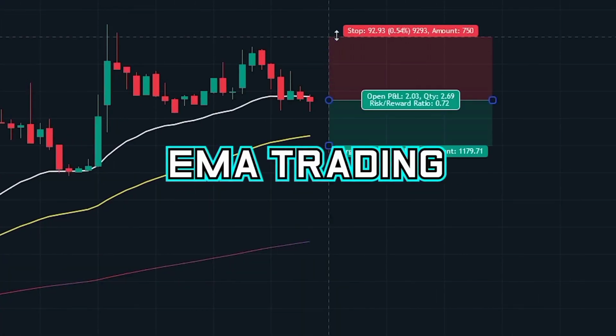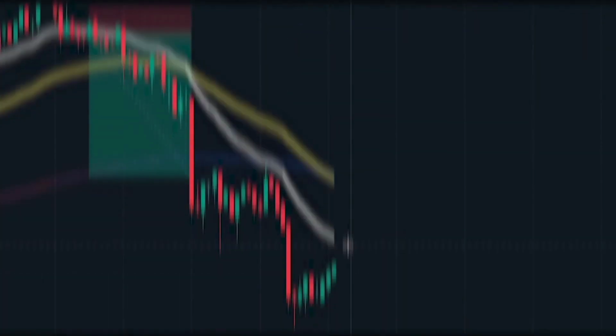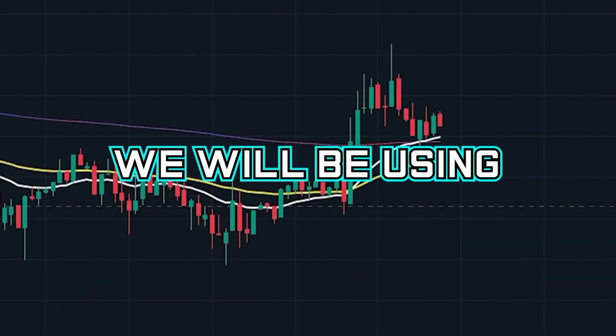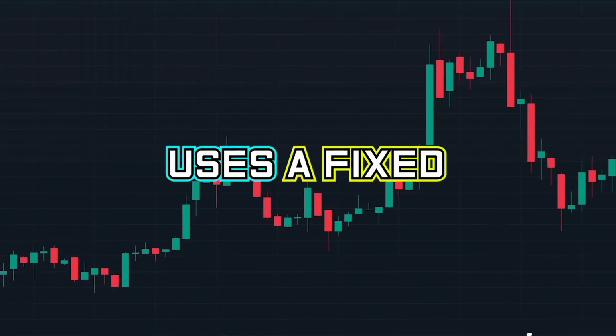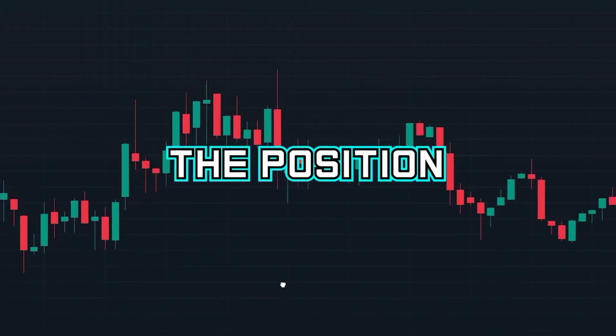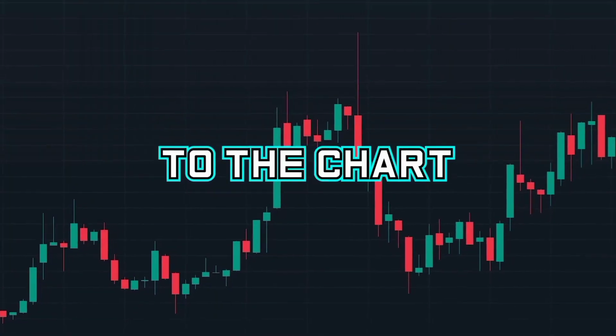This simple EMA trading strategy had a win rate of over 80% in the backtest. I'll be showing you exactly how the strategy works and which indicators we will be using. The strategy uses a fixed set of rules to make sure that you will know exactly when to enter into the position. Now let's head over to TradingView and add the indicators to the chart.